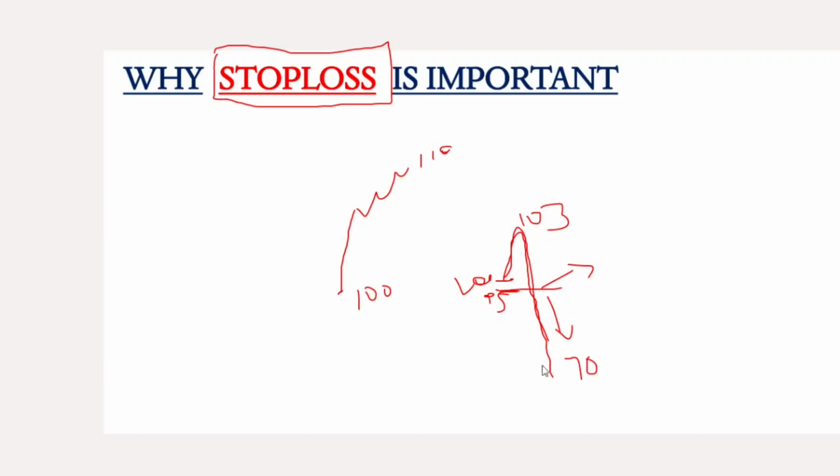So if it moves to 70, and you invested 100 rupees in that trade, you lost 30 rupees. That means 30% of the money is gone if it suddenly reverses. You can just predict a market. You can't say what exactly will happen next. So the market is not an exact science, it is a probability.